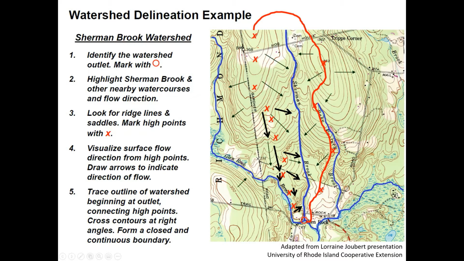Then, beginning at the outlet, we are going to connect the high points in the terrain while always crossing the contours at a right angle, because water will always flow downhill and perpendicular to the topographic contours. And so we'll go around connecting the high points of our terrain until we get to the other side of the outlet and have a completed continuous closed boundary.